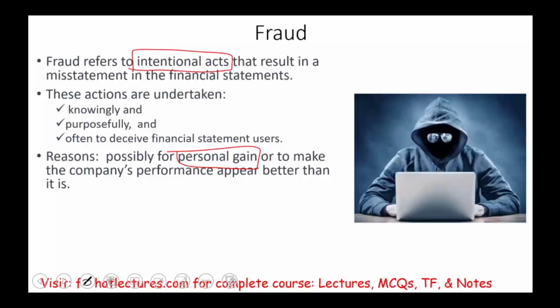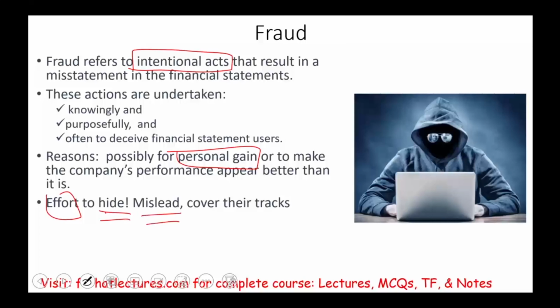That's why management, or the people in charge, commit fraud: either for personal gain, to get their bonus, to get their stock option, or to make the company look better if they want to get a loan or something to that effect. Now, the difference between fraud and error is that with fraud, there's an effort to hide it, to mislead the auditor, to cover their tracks. People that commit fraud will try to cover their tracks. Therefore, it's more challenging for the auditor to find the fraud.